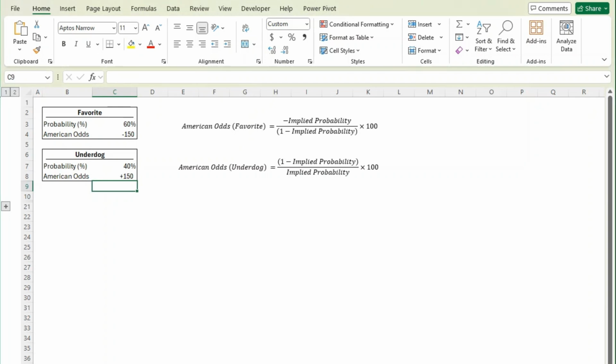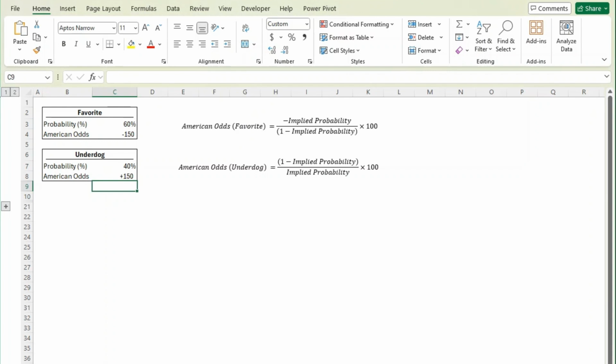Hello, everyone. Today we are going to walk through how to calculate the odds of a wager by using the expected probability. If you are familiar with odds making, you know that American odds will show the favorite of a wager as a negative number and the underdog of a wager as a positive number.